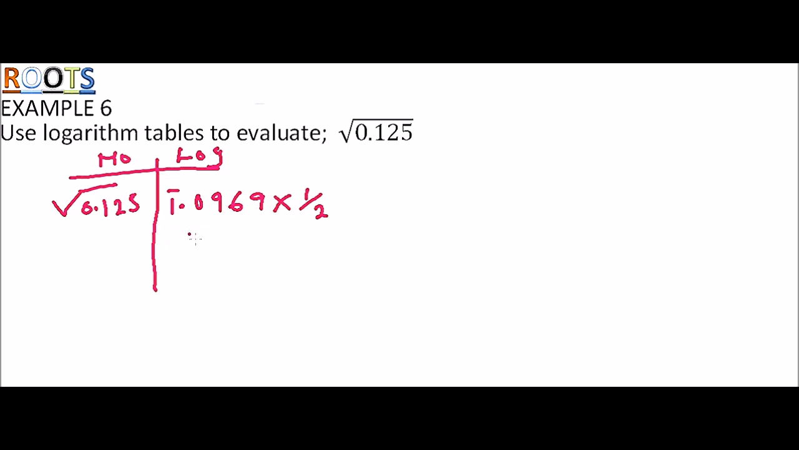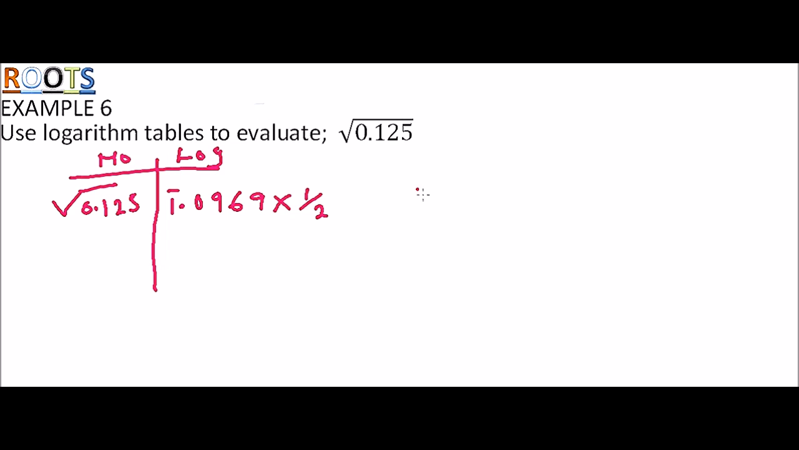that this number will give us problems because the characteristic is negative and the mantissa is positive. So we cannot combine this number. So in this case, what we do is we modify our number.